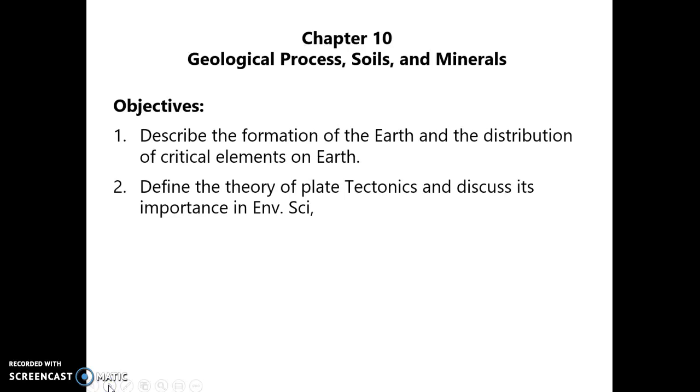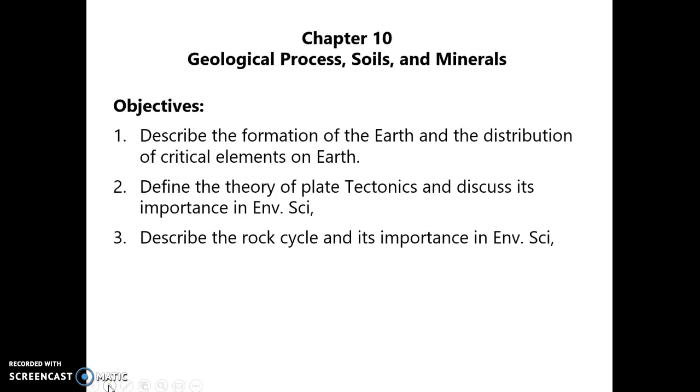The second objective is to define the theory of plate tectonics and discuss its importance in environmental science. In brief, the theory of plate tectonics is that the surface of the Earth is broken into plates which move in different directions and could be side by side, away from each other, toward each other, underneath one another, etc. So we'll look at the theory of plate tectonics and discuss its importance in environmental science.